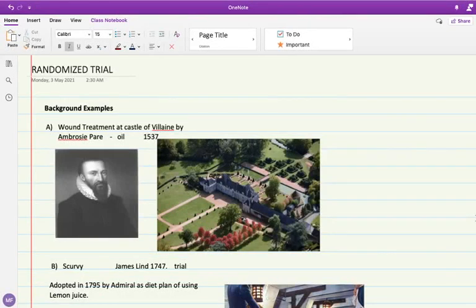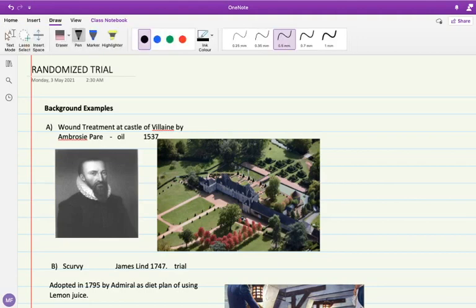Today we are going to discuss the randomized trial. This is basically a continuation of my previous lecture where we discussed prognosis, and in order to understand the important elements of a randomized trial, we are going to study it. But before we study the randomized trial, we could say that randomized trials are also called randomized clinical trials. So, a bit of background with examples.